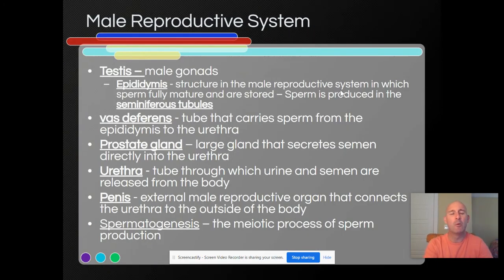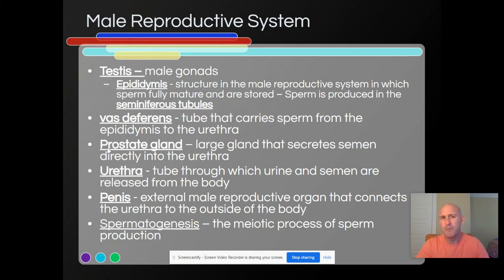So starting with male reproductive structures. Key structures: you have testes. Testes are where sperm are produced, and technically sperm are produced in a structure of the testes known as the epididymis. Once sperm are produced there, they mature in a region in the testes known as the seminiferous tubules. Connecting the epididymis and seminiferous tubules to the urethra is a tube-like structure known as the vas deferens. So that delivers mature sperm.